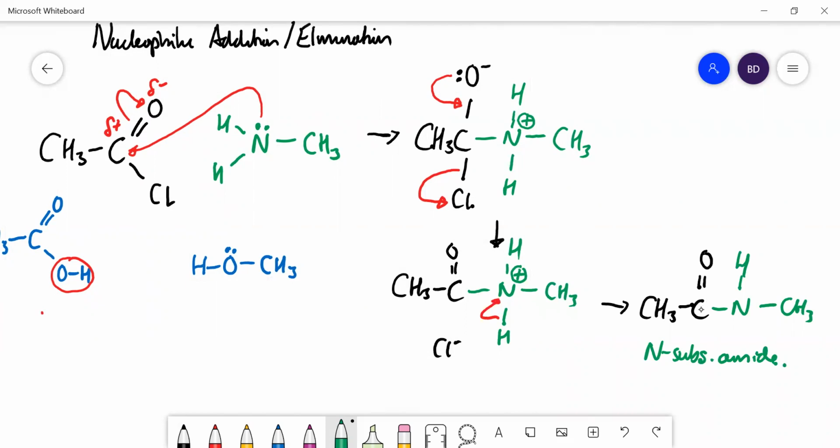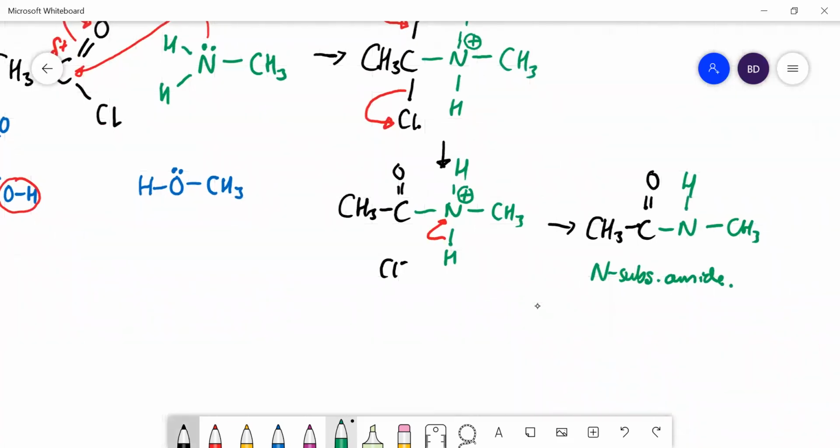And if you do it with an alcohol instead of an amine, then you're going to get an ester formed instead of an N substituted amide. You get, just to draw it down there, that, which is an ester. Okay, but essentially it's the same mechanism. Right, so that's that nucleophilic elimination.